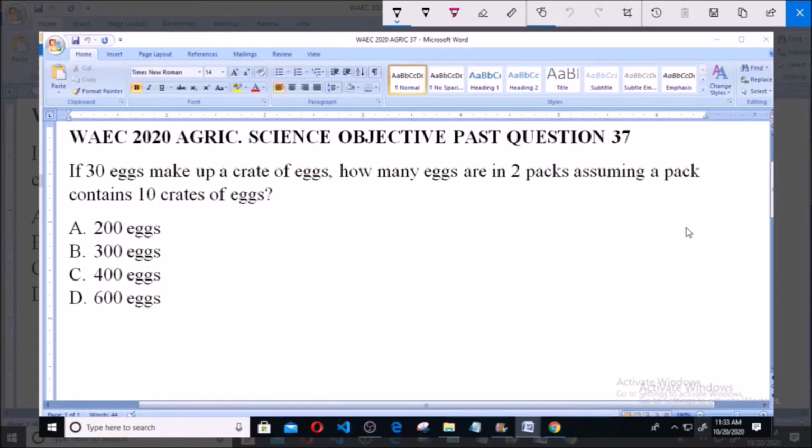If 30 eggs make up a crate of eggs, how many eggs are in 2 packs, assuming a pack contains 10 crates of eggs? A. 200 eggs, B. 300 eggs, C. 400 eggs, D. 600 eggs.